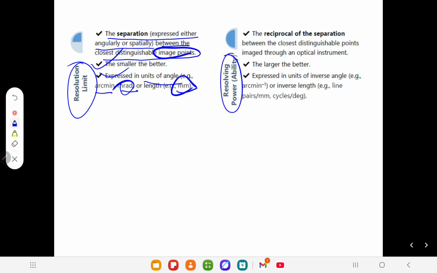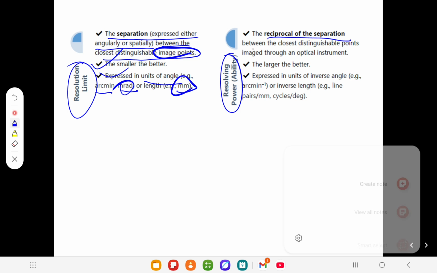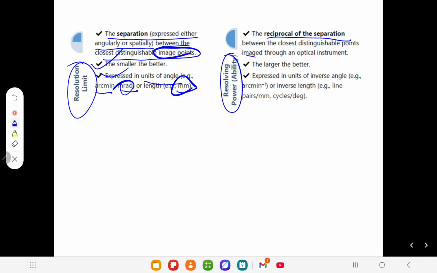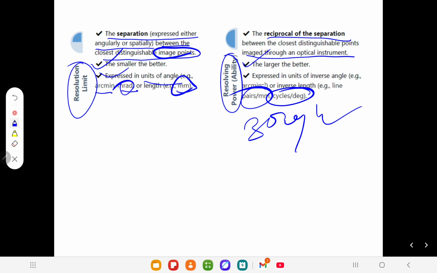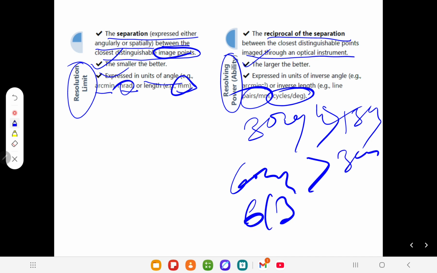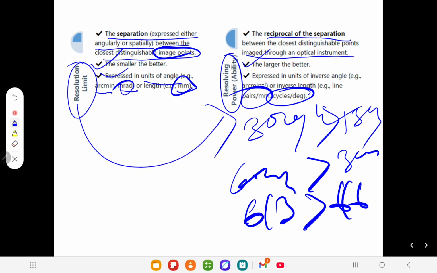But the resolution limit is exactly opposite, the reciprocal of the separation between the closest distinguishable points in the image through the instrument. The larger, the better. For example, 60 cycles per degree is better than 30 cycles per degree, because 60 cycles per degree is 6 by 3, and this means 6 by 6, isn't it? So simple: resolution limit, reciprocal, resolving power.